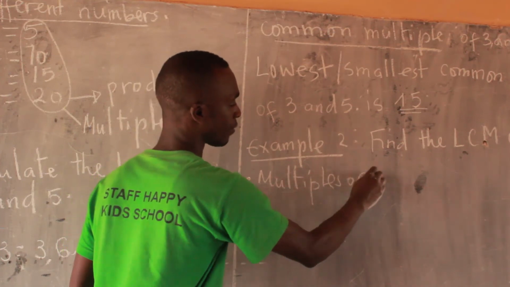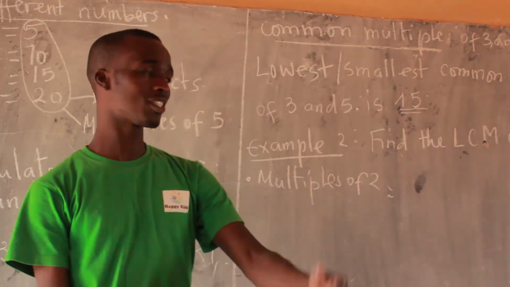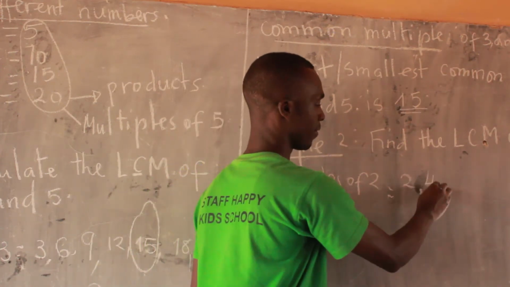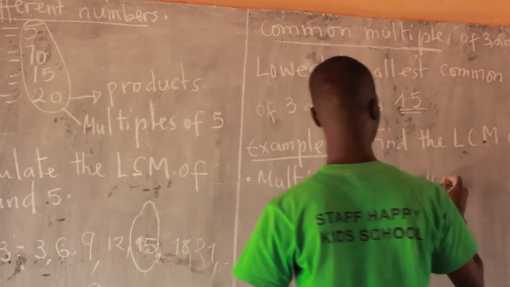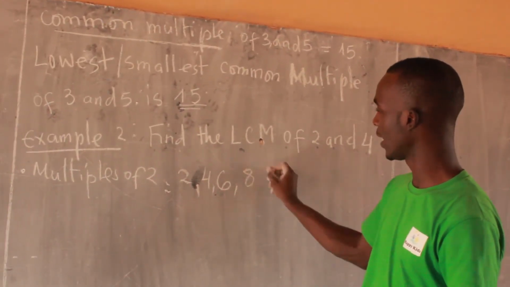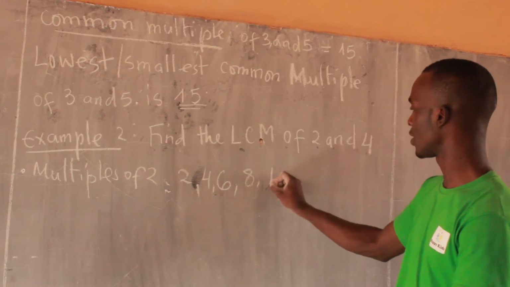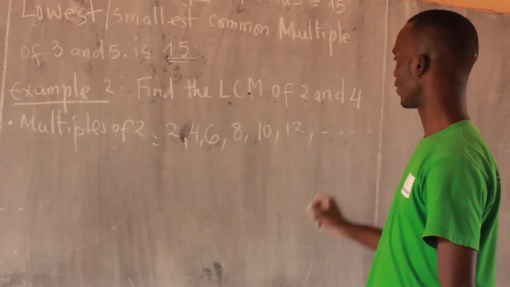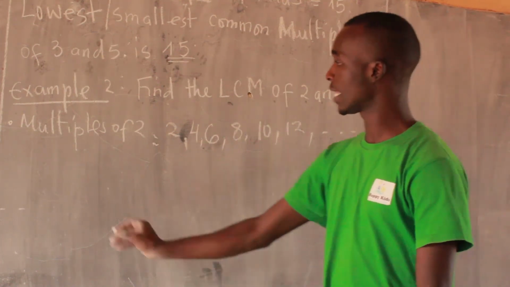Multiples of 2. You know, 2 times 1 is 2. 2 times 2 is 4. Then 2 times 3 is 6. The next is times 4 which is 8. The next is times 5 which is 10. The next is times 6 which is 12 and so on.